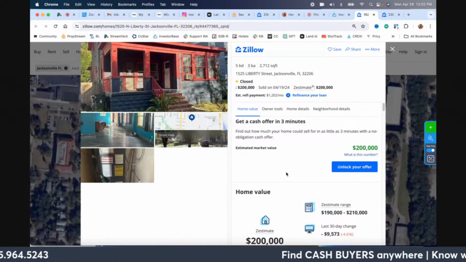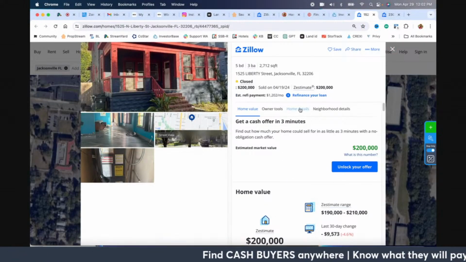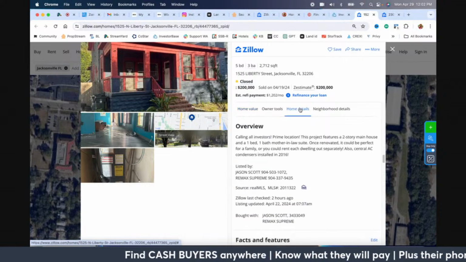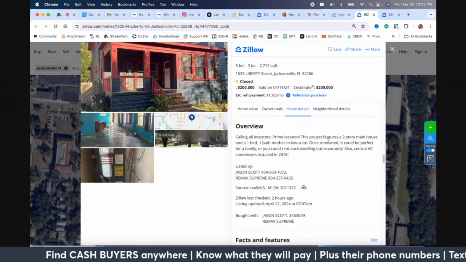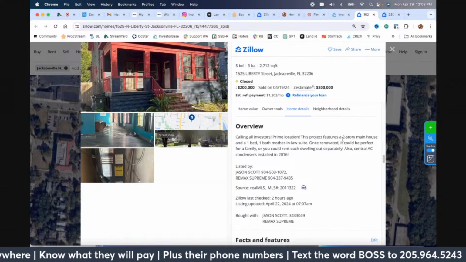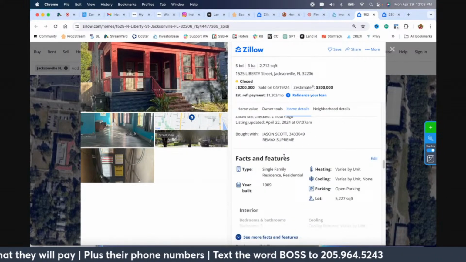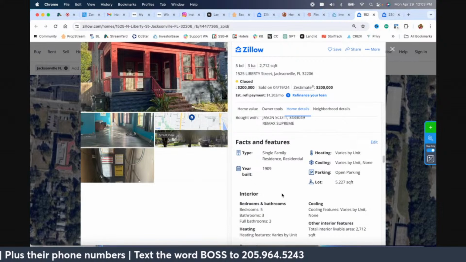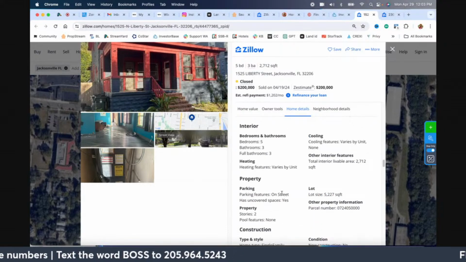All right. Let's see what this one was. I think this was a duplex also. It's big too. Let's see, it's a 2-story main house. Okay, he said no price given.